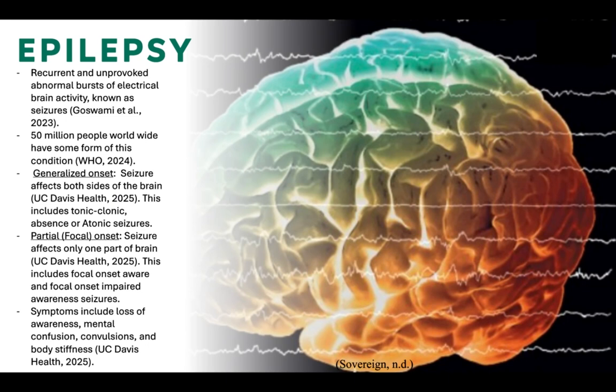The two main categories of seizures are referred to as generalized onset and partial or focal onset. Generalized onset seizures affect both sides of the brain, and a few examples of these would include tonic-clonic, absence, and atonic seizures. And partial onset seizures only affect one part of the brain and include focal onset aware or simple seizures and focal onset impaired awareness or complex seizures. Some general symptoms of seizures include loss of awareness, confusion, convulsions, and body stiffness during an episode.